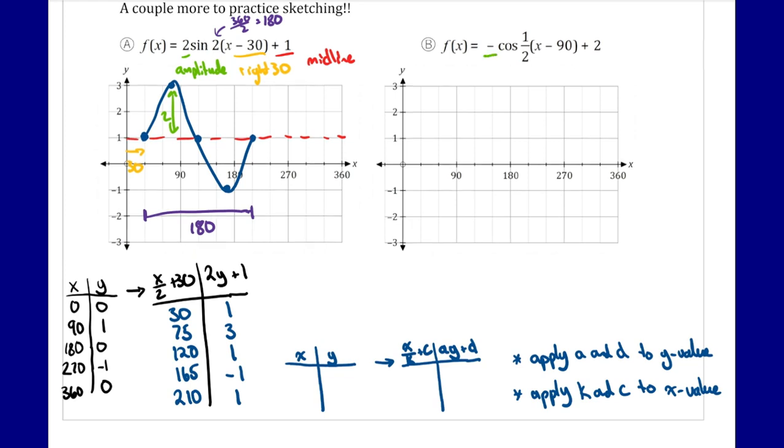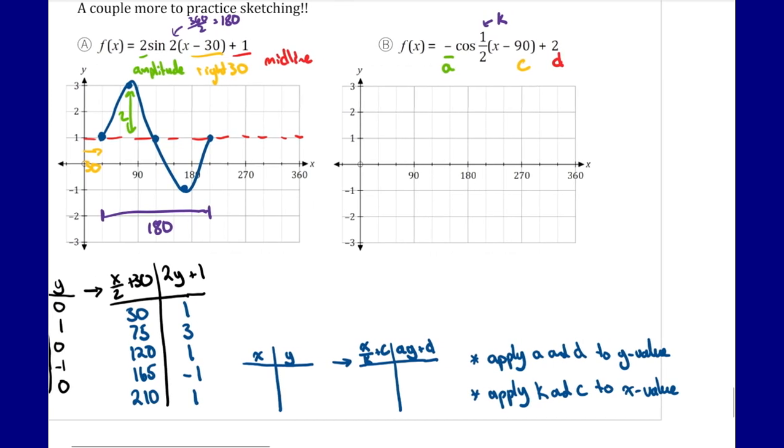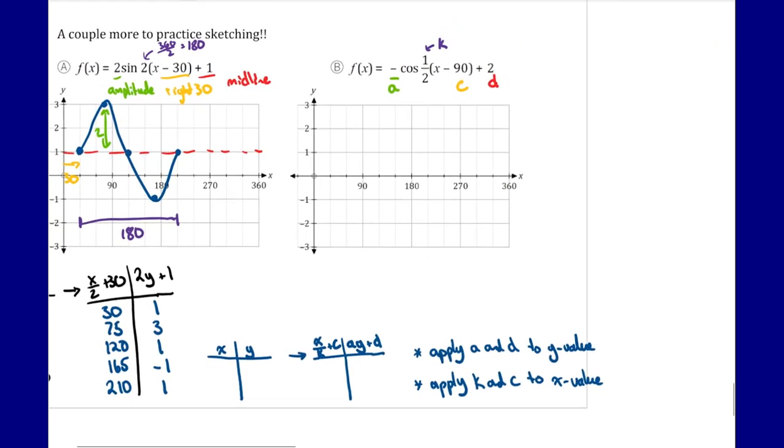We have our amplitude. I'm just going to write down what our values are. So we have our A, we have our K value, we have our C value, and we have our D value. So for this one, we're going to focus on the cosine coordinates.